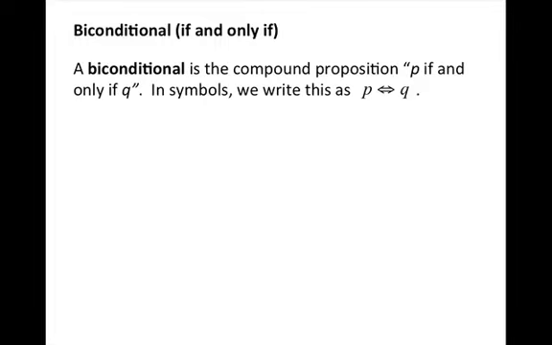Next, we're going to look at the biconditional, and it's associated with the words if and only if. A biconditional is a compound proposition P if and only if Q. The symbol for the biconditional is a double arrow. There's an arrow at each end of it.